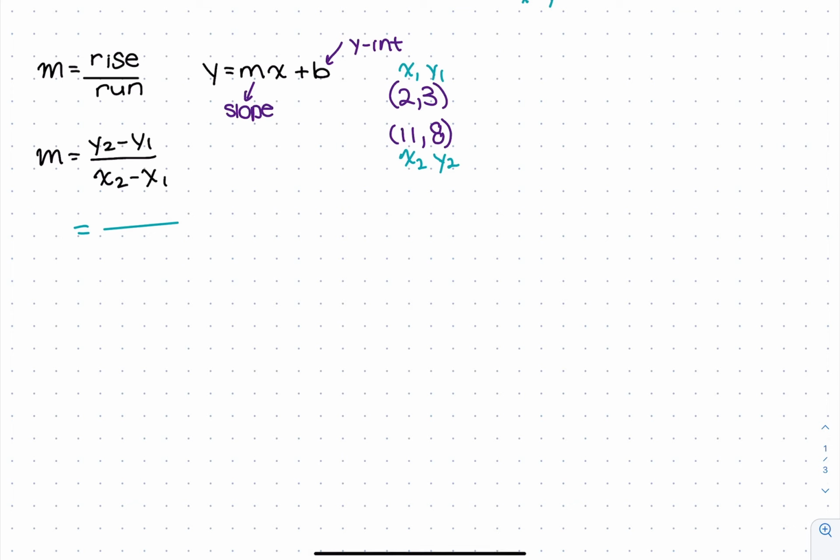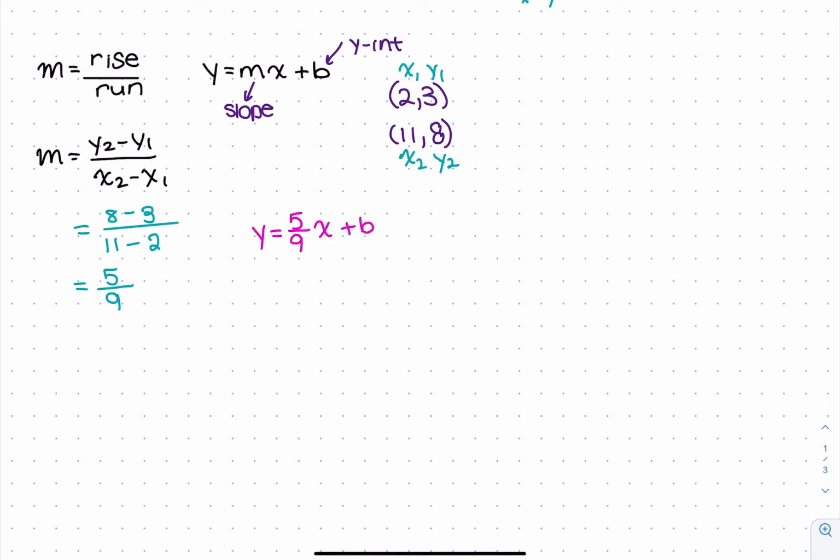So y2 is 8 minus y1 is 3 over x2 is 11 minus 2. 8 minus 3 is 5. 11 minus 2 is 9. Always check and see if you can reduce. In this case, we can't. So that means the slope for this equation is 5 over 9. So let's put that in our equation of what we know so far. So we have y is equal to 5 over 9 x plus b.